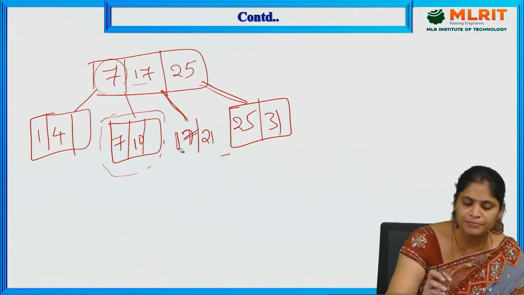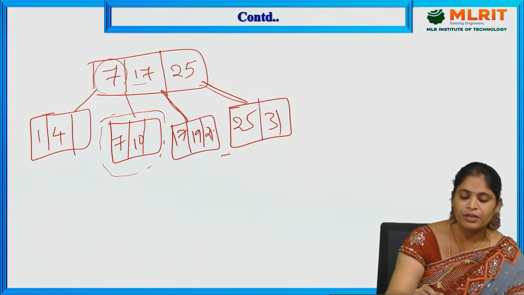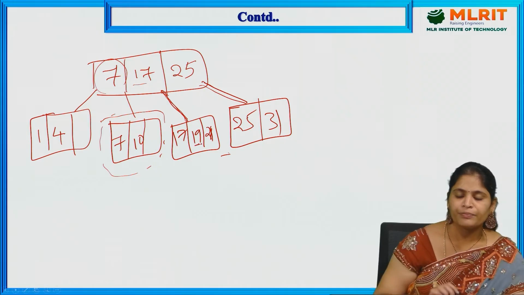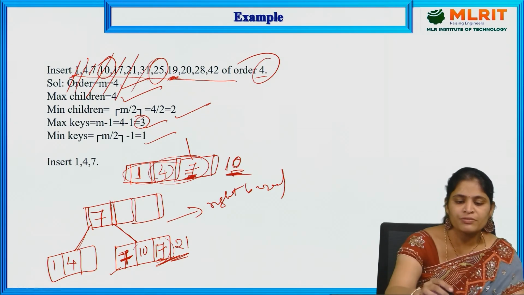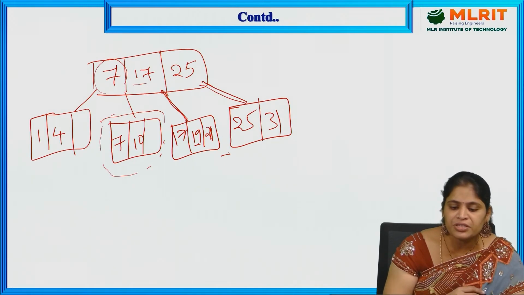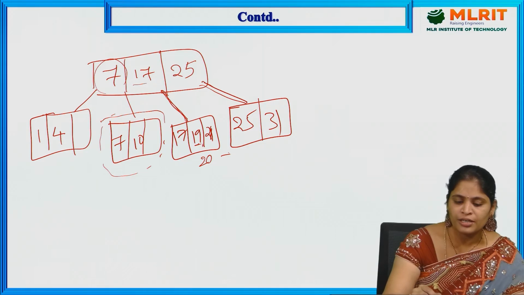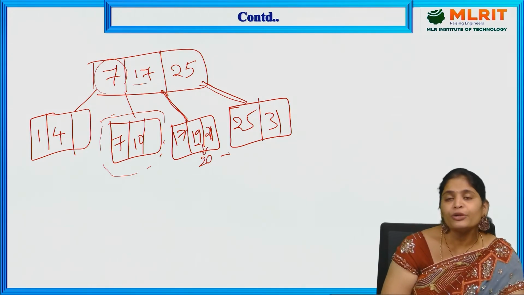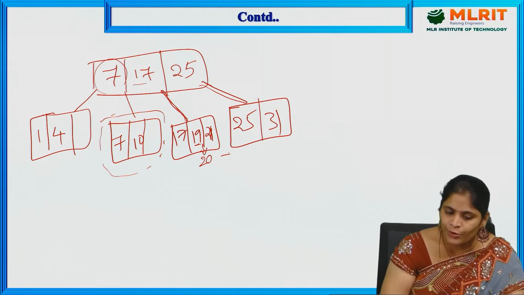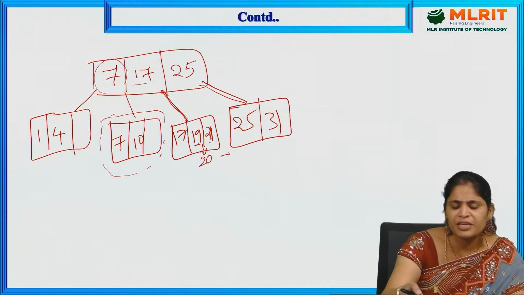That means this node will become 17, 19 and 21. Okay, so here we have inserted 19 also. Next, 20. In this tree, where should I insert 20? At this position I should insert 20. Okay, so what should I do now? I already have 3 keys, the maximum keys, filled.